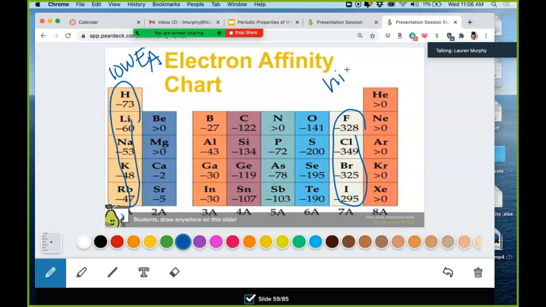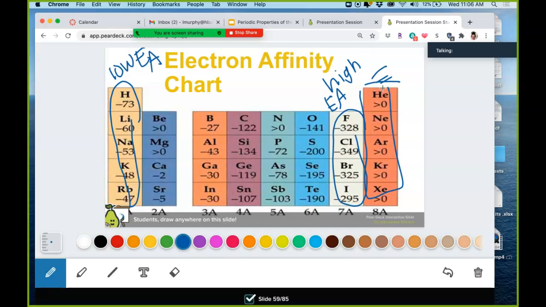Look at your halogens. I'm ignoring this guy right here. They release a ton of energy when they take in electrons. Look at how much energy is being released here. Why? Well, these guys have 7 valence electrons. They really want one more. All they need is one more to achieve stability. So they release a bunch of energy when they do. That means they take in electrons very easily.